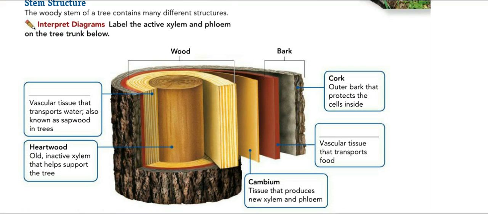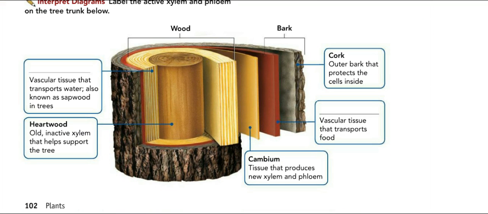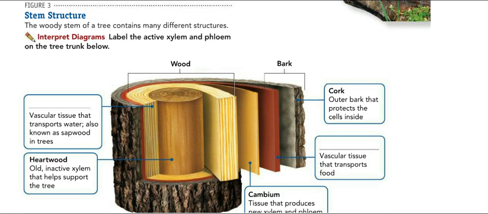So down in the diagram here, you can see the middle of the stem is called heartwood. This is basically inactive cells, just providing strength and supporting the tree. Right outside of that, you have the xylem layer. It is vascular tissue that transports water, also known as sapwood in trees. So in your book, you want to make sure you have xylem labeled here.